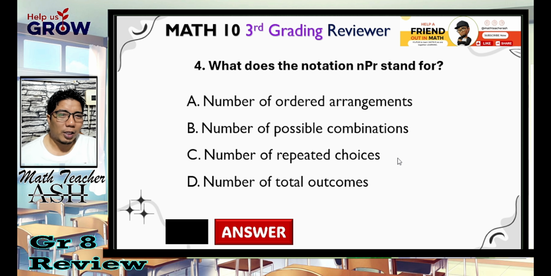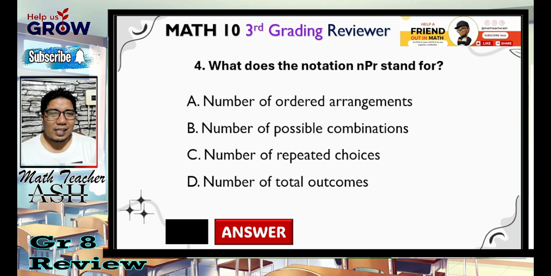What does the permutation P(n, r) stand for? Is it A, number of ordered arrangements, B, number of possible combinations, C, number of repeated choices, or D, number of total outcomes? I'll give you 5 seconds to think about your answer.